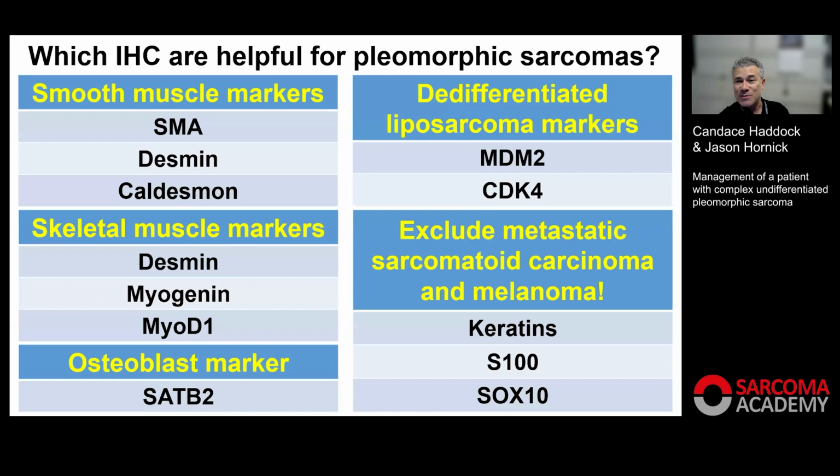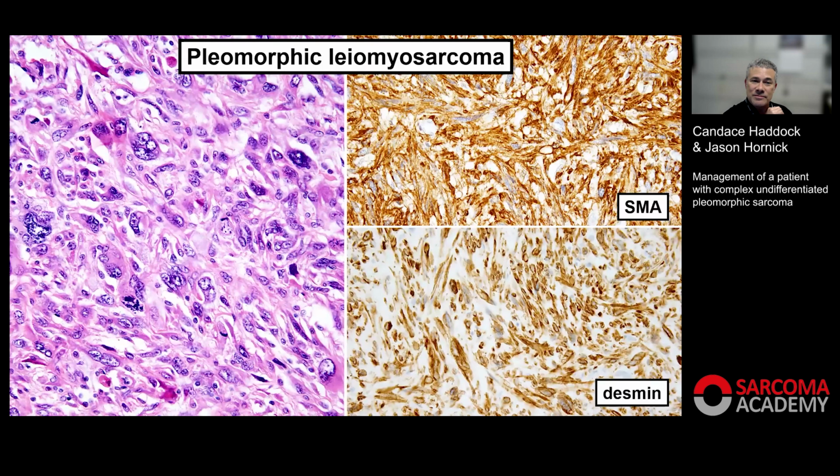Don't forget, as pathologists, exclude metastatic sarcomatoid carcinoma and exclude melanoma. You really can be caught out if you don't think about the possibility you may be dealing with a much more common tumor type that is not a sarcoma, that is mimicking a sarcoma. We do have some nice markers of dedifferentiated liposarcoma as well. Next slide. This is a leiomyosarcoma.